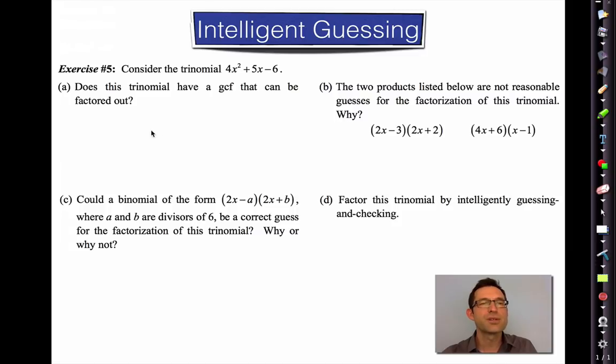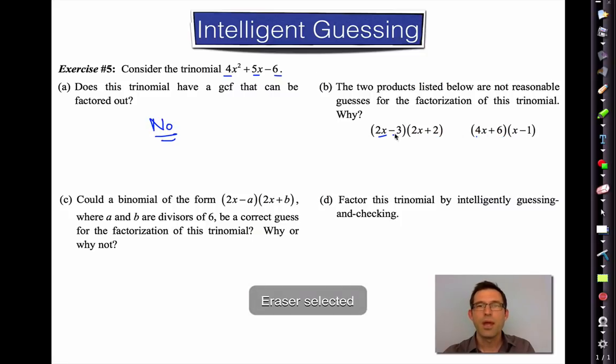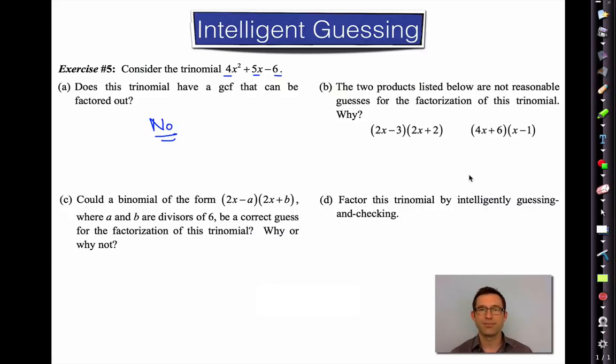Okay, and the answer is no. If I look at the 4, the 5, and the 6, there is no common factor amongst all three of them besides the number 1. Now let's take a look at letter B. It says the two products listed below are not reasonable guesses for the factorization of this trinomial. Why? Now, before we go there, let me just say they're not terrible, right? 2x times 2x is 4x squared, negative 3 times positive 2 is negative 6. 4x times x is 4x squared, positive 6 times negative 1 is negative 6. So they seem like they're reasonable. But think about why these would not be reasonable guesses, why I shouldn't even guess them.